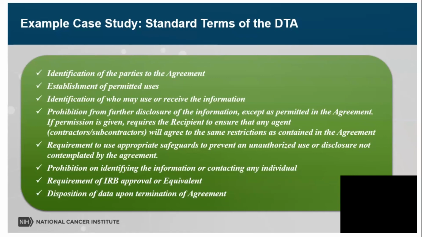The agreement also contained a requirement to use appropriate safeguards to prevent unauthorized use or disclosure that is not contemplated by the agreement. It also contained a prohibition on identifying the information or contacting any individual subjects. This is fairly common in a human subjects DTA, which this one was. It also required IRB approval or equivalent from the receiving institution. So at NCI, we were able to receive an equivalent IRB approval.